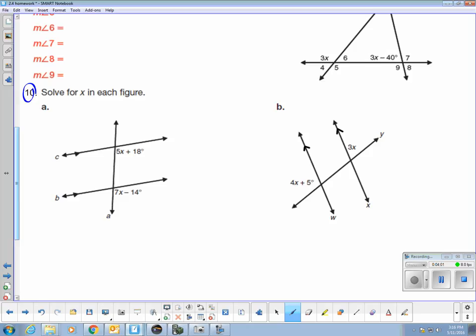Because we have parallel lines, line C is parallel to B. This angle, 5x plus 18, is equal to 7x minus 14. These two angles are corresponding angles. Corresponding angles are congruent when lines are parallel. Therefore, 5x plus 18 must be equal to 7x minus 14.